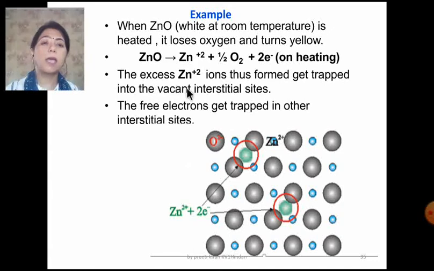These excess zinc ions are formed and they get trapped in the vacant interstitial sites, and in the neighboring sites these electrons are trapped. The free electrons get trapped in the other interstitial site. This is again a frequently asked question. We give this question: why does zinc oxide turn yellow on heating?